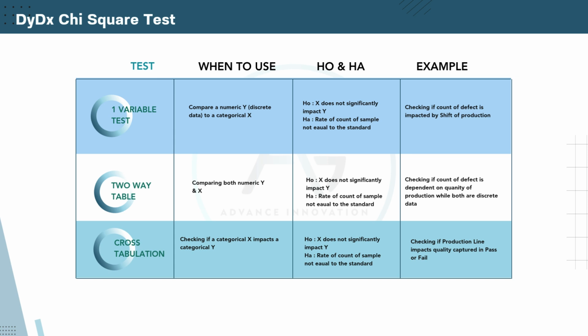When to use: when both X and Y are categorical. Hypotheses: again, H0 assumes no impact or association between the variables. Example: you may want to examine if the production line, line A, line B, etc., has any relationship with the quality outcome, pass or fail.